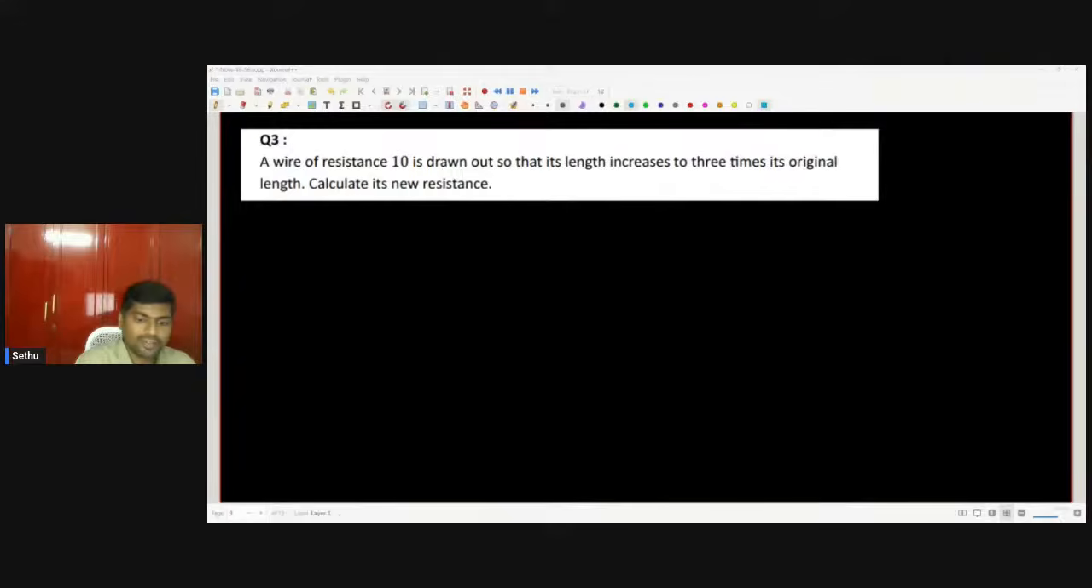All right, let's try solving this particular question now. First, one common mistake that a lot of children make, so that you don't make it in the exam. Now, what is given? A wire of resistance 10 ohm is drawn out so that its length increases to 3 times its original length. Calculate its new resistance. So there is a wire. Let us say length L, area of cross section A, resistivity rho. Its resistance is basically 10 ohms. That means rho L upon A is basically 10 ohms.